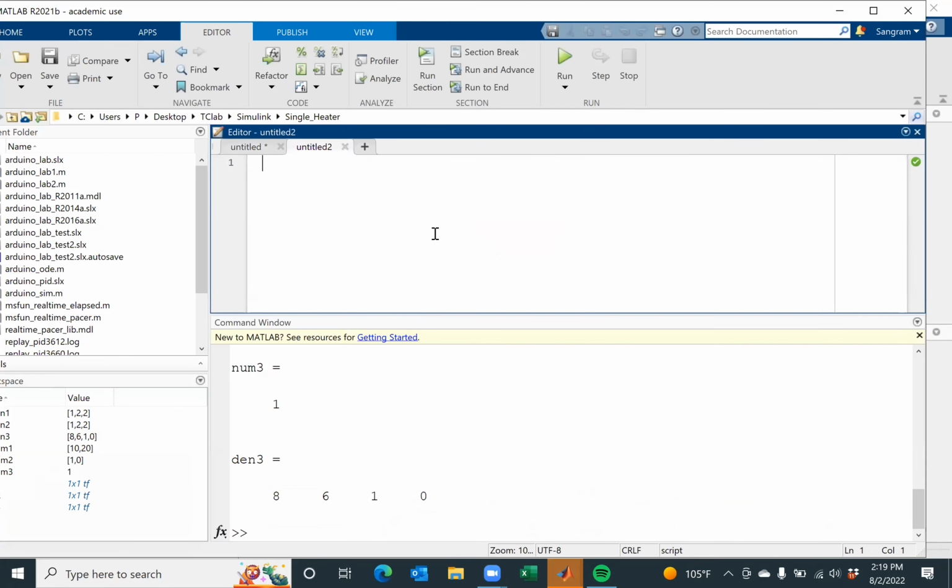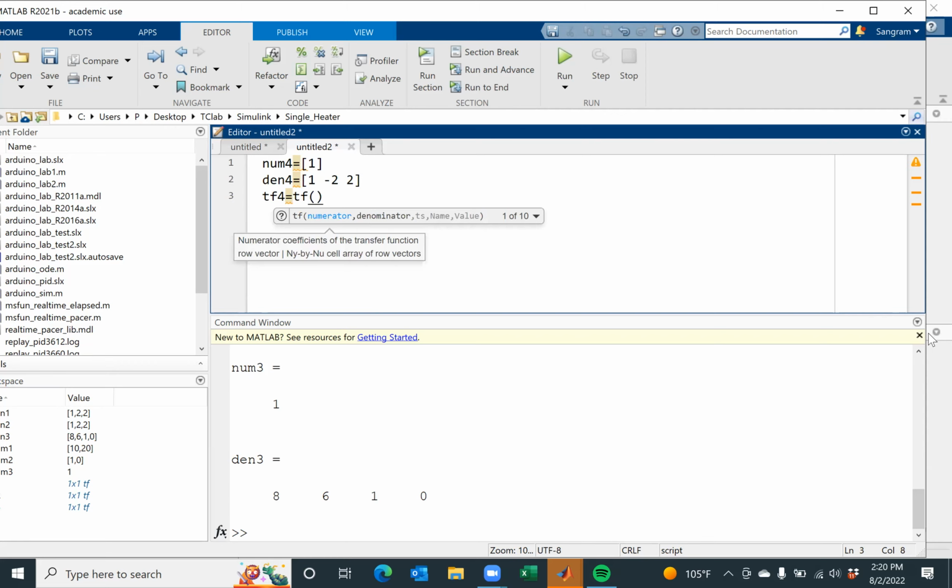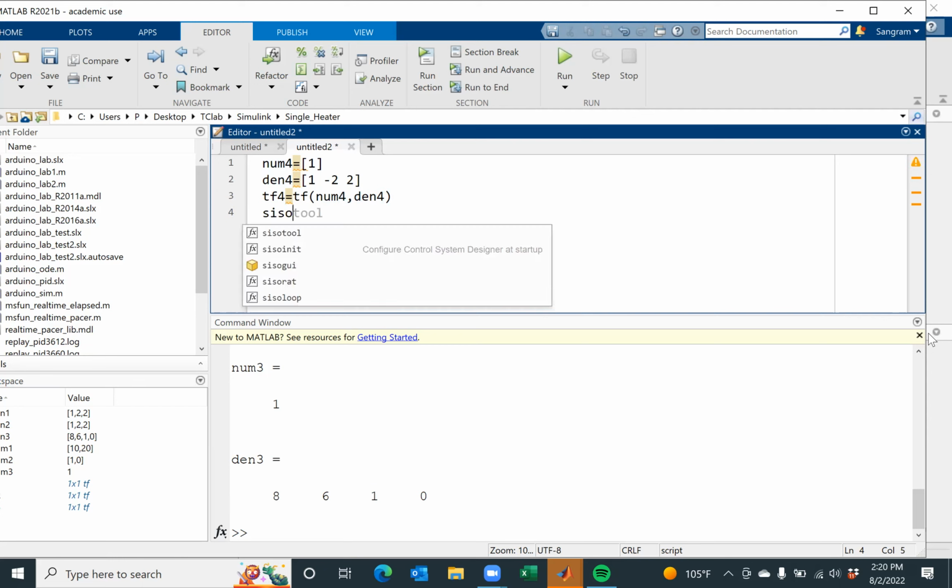And here, what I'm going to do is say num4 is equal to 1, then den4 is equal to 1 minus 2, 2. Transfer function 4, TF(num4, den4). And then what I would do is use the SISO tool with TF4.